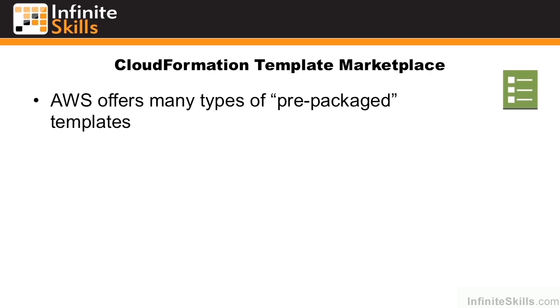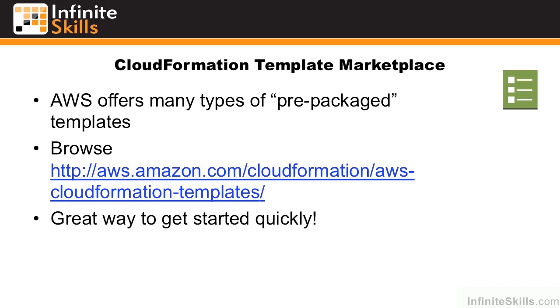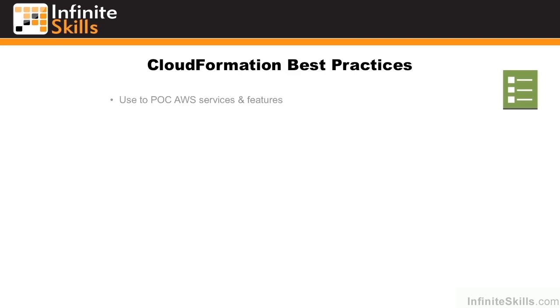A great benefit of CloudFormation is the template marketplace. Amazon offers many types of pre-packaged templates. You can go to this URL to browse the 200 to 300 templates that Amazon currently offers. This is a great way to get started quickly. And we actually use the 3-tiered Drupal template to build a web app in the Building a 3-tier Scalable Web Architecture in the Cloud exercise.